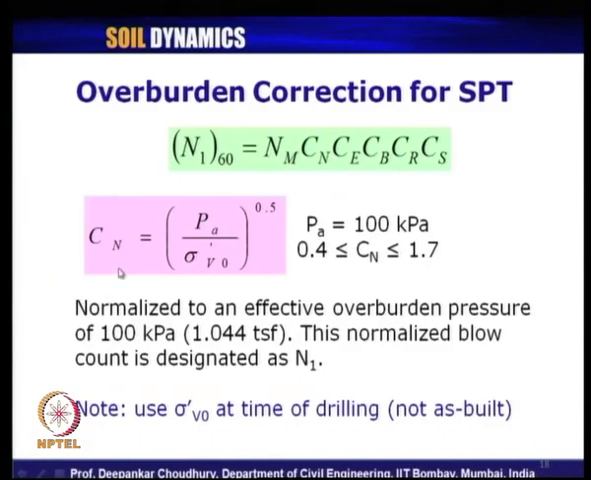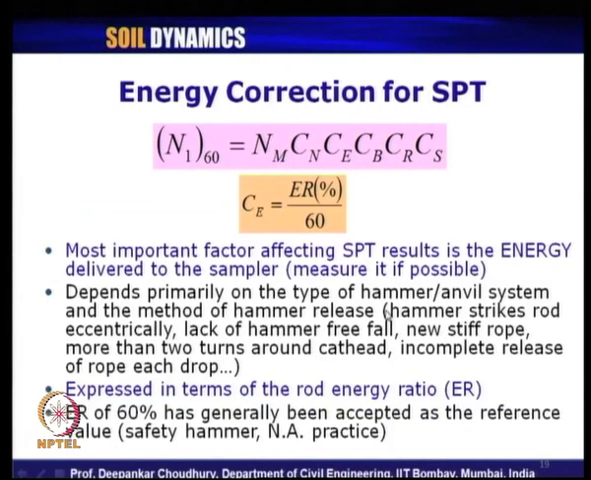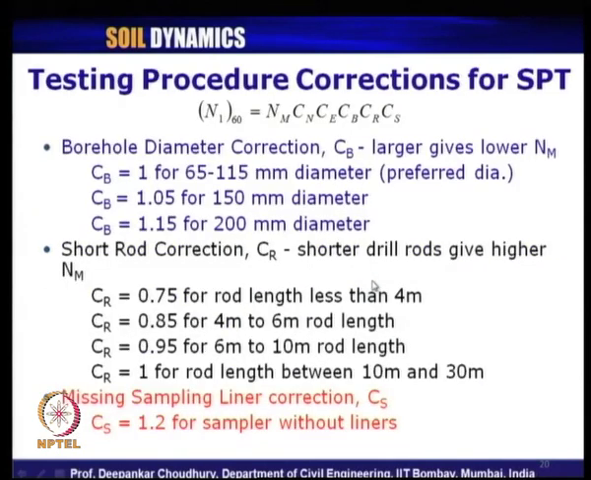Then how to compute the overburden correction Cn? This is the expression, and the value of Cn lower limit or upper limit is also given. It is again standardized with respect to 1 atmospheric pressure or 100 kPa. Then the energy correction factor is computed by how much energy is actually transferred to the sampler tube by your particular hammer divided by 60, that is 60% energy is considered as the reference.